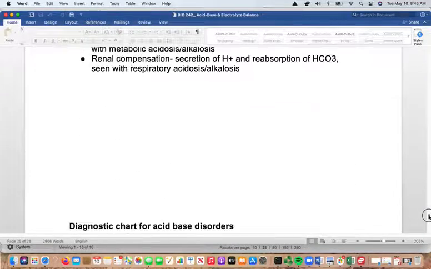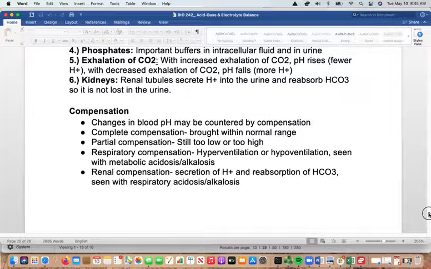So compensation that can happen for this, you have changes in the blood pH that can be countered by a compensation. This is your body trying to deal with it in whatever mechanism it can. Complete compensation could actually bring things back within the normal range. Partial compensation is still too low or too high, it's just getting closer.